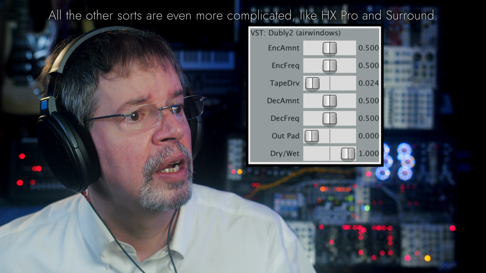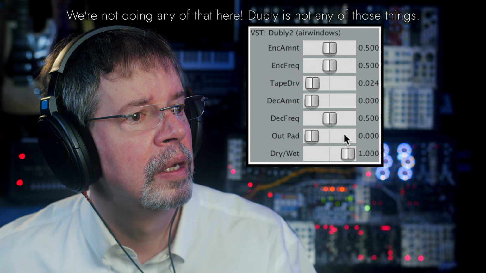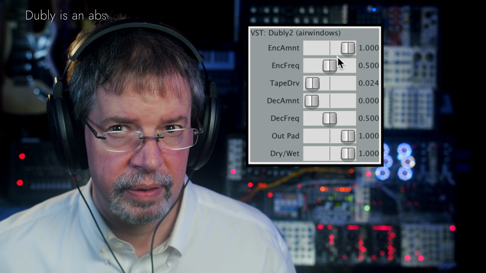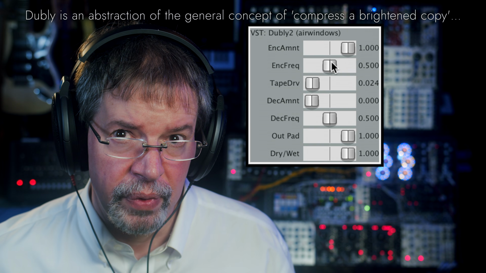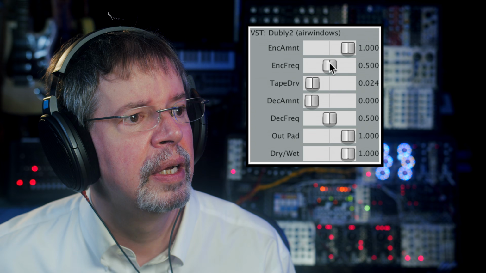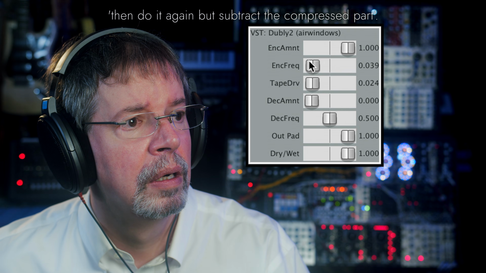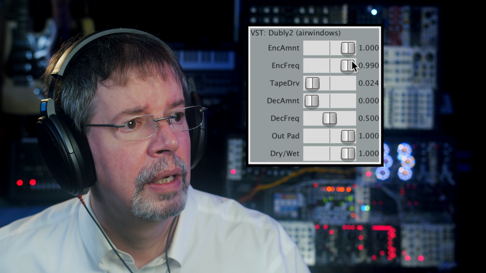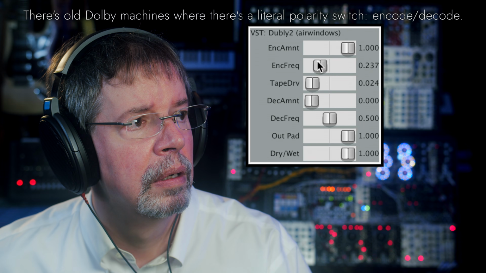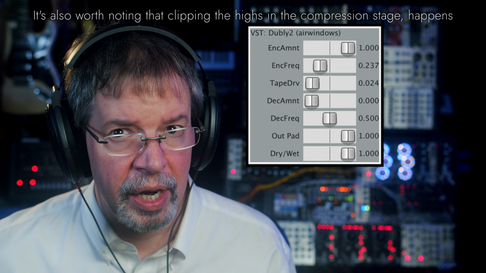For instance, let's go to encode only. And we'll pad it a little bit. So there you are. We've got a brightness, but this is Dubly. This is not anything else. And then you can use the frequency control to dial in whatever tone that you might like.